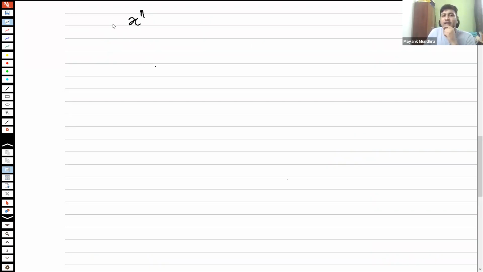If I have x to power n, the property says that d by dx of x to power n is n times x to power n minus 1. So this is the first rule that we have. Now for different values of n, you can substitute this.